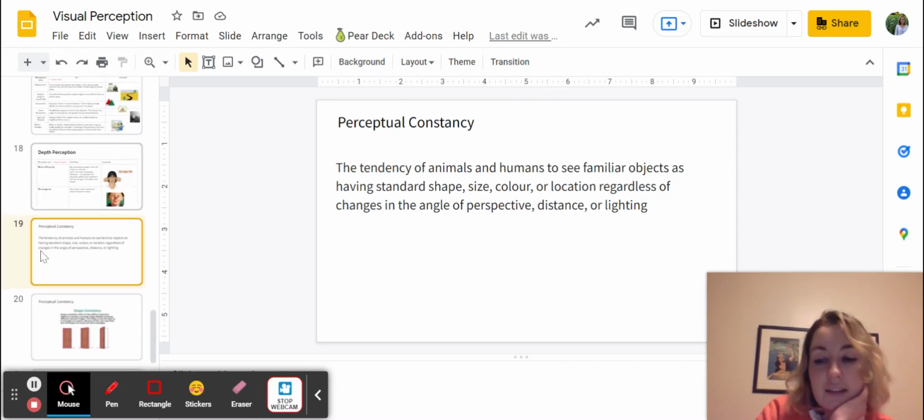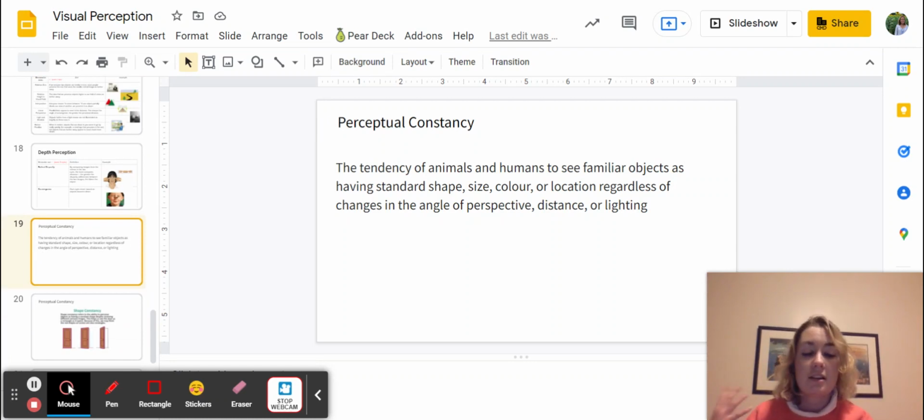The last thing is an idea called perceptual constancy. Again, we're talking about perception and how we're processing our visual images. Perceptual constancy is the overarching term that humans, animals, whatever, tend to see familiar objects as always having the same shape, size, color, etc., despite changes in things like lighting, distance, and movement. Basically, when the scene changes, we're still able to determine that what we're looking at is the same thing as what we were looking at before its environment changed.